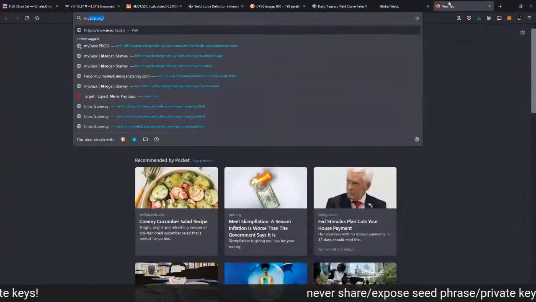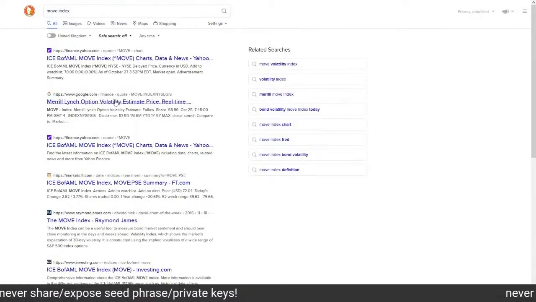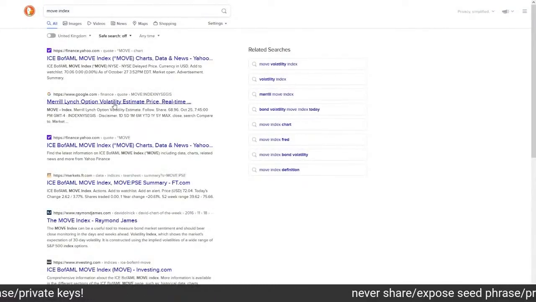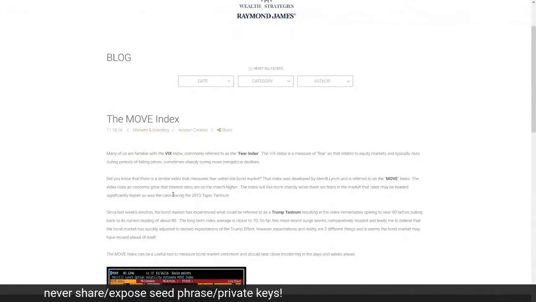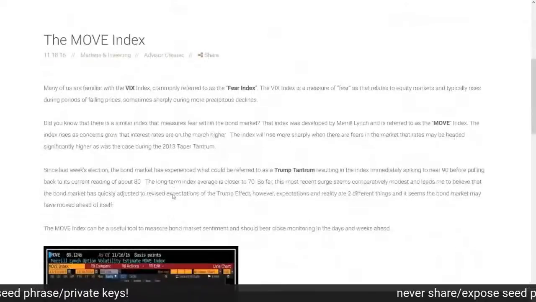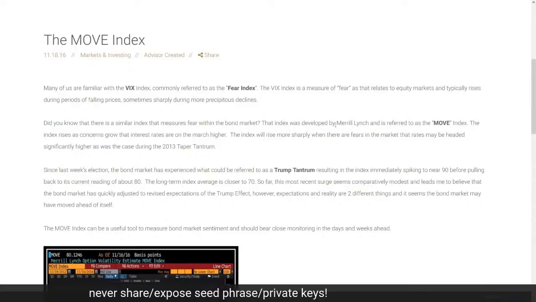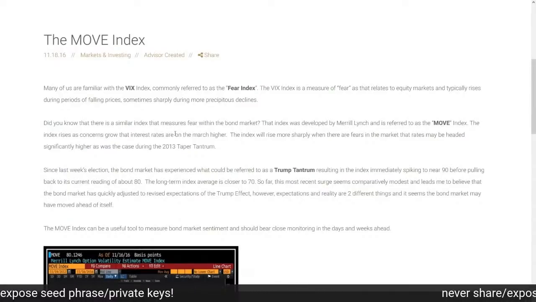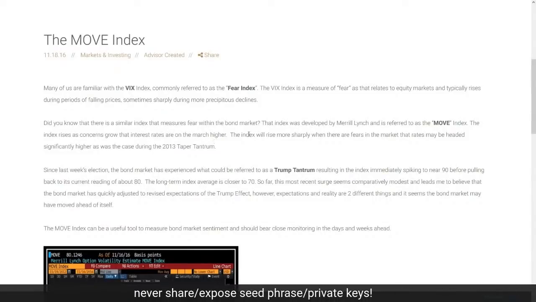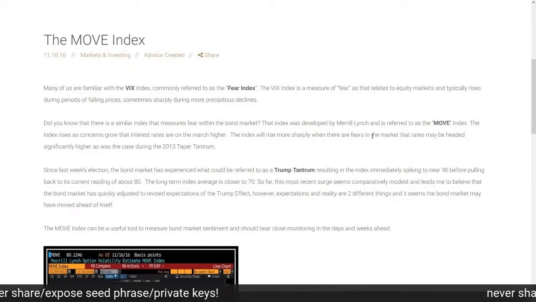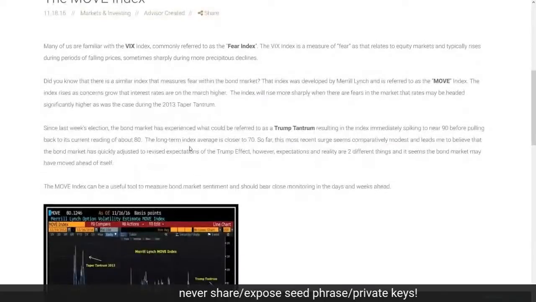Now, what you guys might not know is that even for bonds, there is such an index, and it's called the Merrill Option Volatility Estimate. All that is, is basically the estimate for the bond market. And here's a good explanation. Did you know that there was a similar index that measures fear within the bond market? That index was developed by Merrill Lynch and is referred to as the MOVE index. That index rises as concerns grow that interest rates are on a march higher. The index will rise more sharply when there are fears in the market that rates may be headed significantly higher, as was the case during the 2013 taper tantrum.